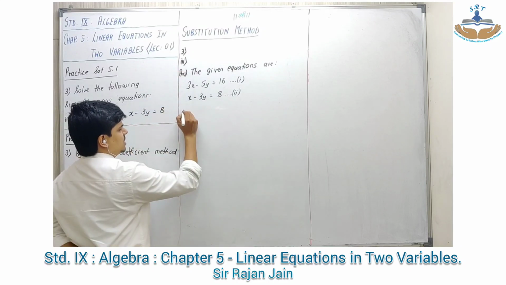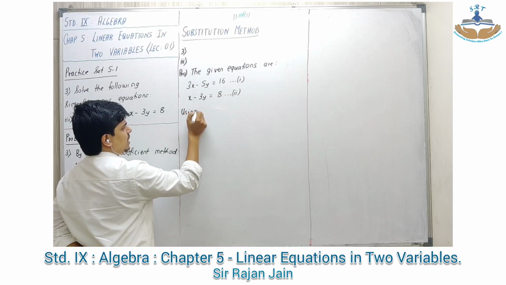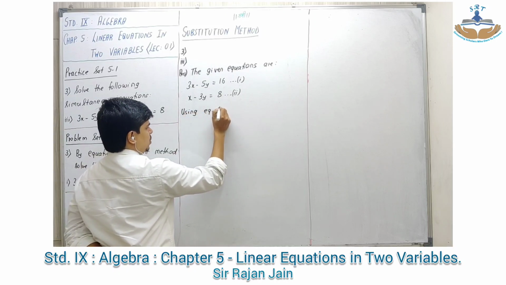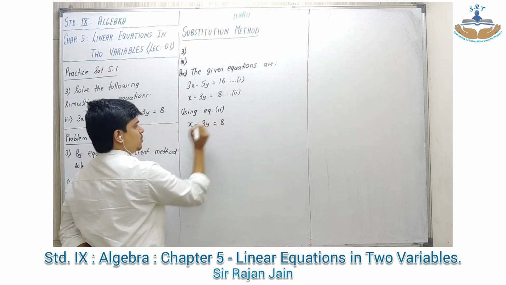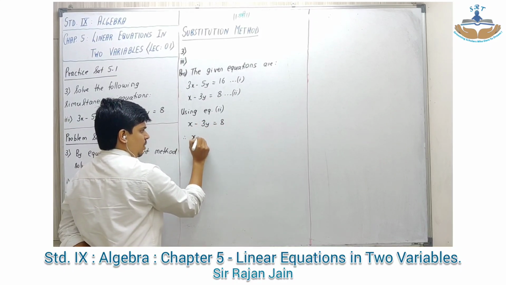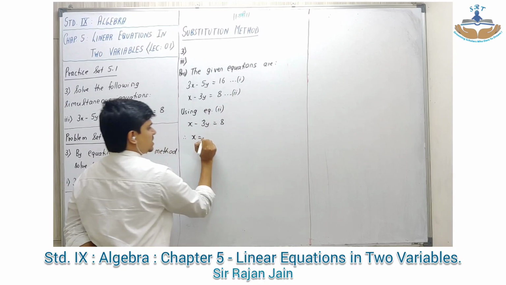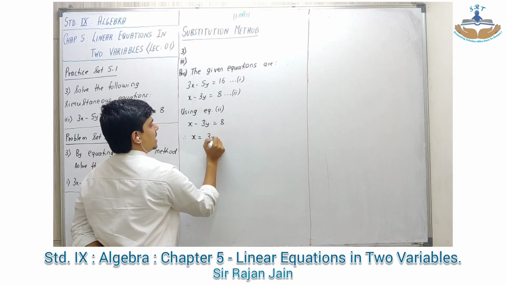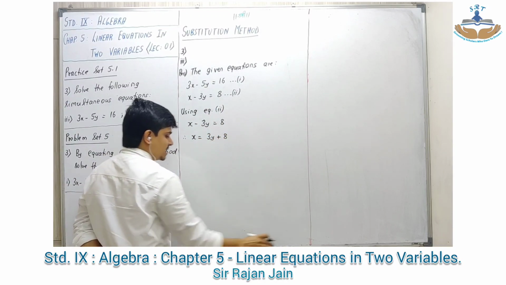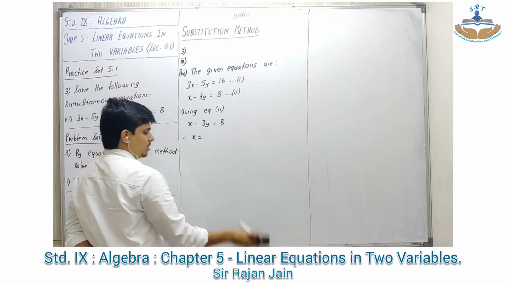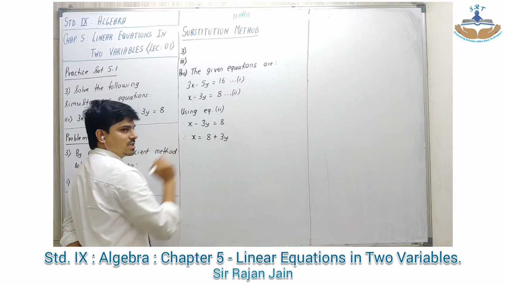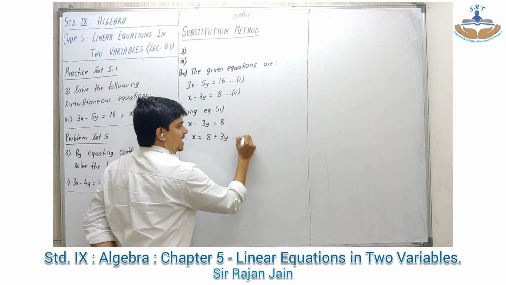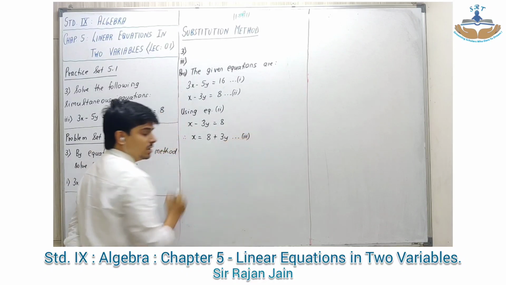Okay, so now here I say, using equation 2, x minus 3y is equal to 8. Keep this x on one side. If I transfer 3y on the other side, can I say it becomes 3y plus 8, or you can also write it as 8 plus 3y. x का आंसर मिल गया 8 plus 3y. Write this as equation number 3.